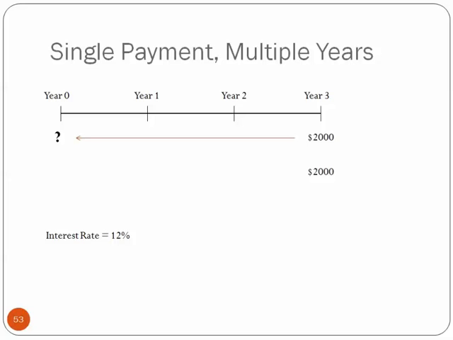So we start with $2,000 divided by 1.12, which is $1,786. We keep dividing by 1.12 until we get to year 0, and that is worth $1,424. So $2,000 3 years out is equal to $1,424 today, given this rate of 12%. So what this is saying is we're really indifferent between receiving $1,424 today and $2,000 in 3 years.